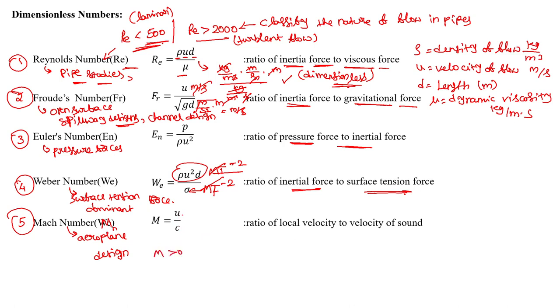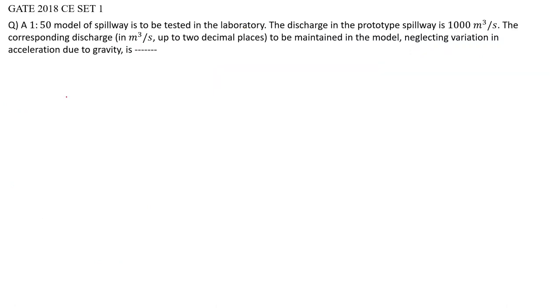If the Mach number is greater than 3, there is a relation. Okay. So these are the important dimensionless numbers. But in our case, we are more interested in the Reynolds number as well as the Froude number. So most of the time we use these two only to solve the questions. Okay, so let's proceed with the question.